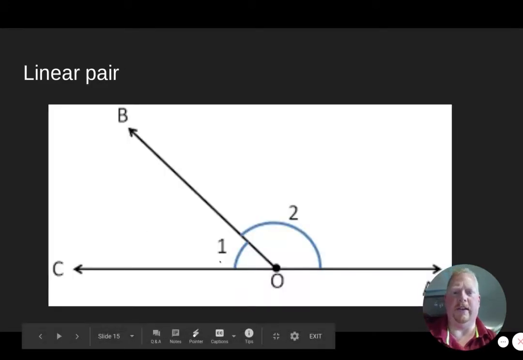So here's an example of it. Angle 1 and angle 2 are adjacent, and together they make line CO. So because there's a straight line, angle 1 and angle 2 are a linear pair.